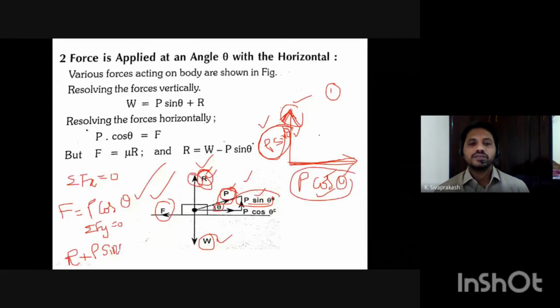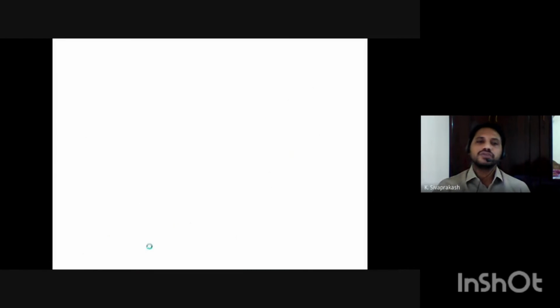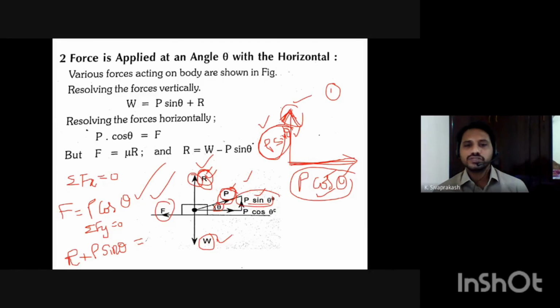And what about the sum of downward forces? Sum of upward force equals sum of downward force. What about the downward forces? Here only W is the downward force. Other downward forces are not there. So R plus P sin theta is equal to W. So when we are resolving the forces along the vertical direction, the equilibrium condition will be W equal to P sin theta plus R. When you resolve the forces horizontally, you will get F equal to P cos theta.